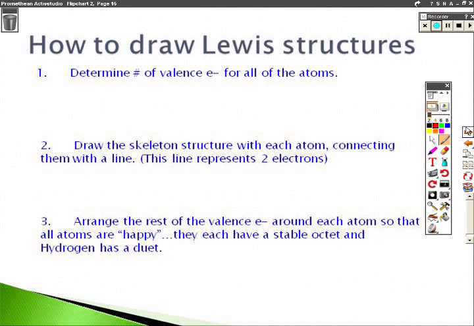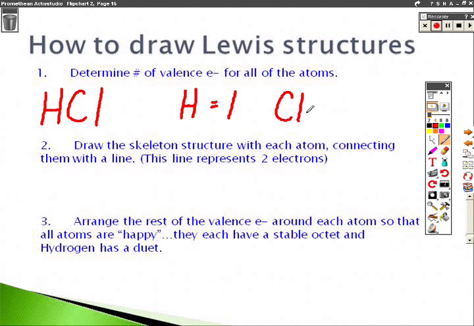Let's go ahead and draw it for HCl. This is the compound hydrogen chloride or hydrochloric acid. The first step is to determine the number of valence electrons, and if you look on the periodic table, hydrogen has 1 and chlorine has 7. So if you add 1 plus 7, that's a total of 8 electrons.